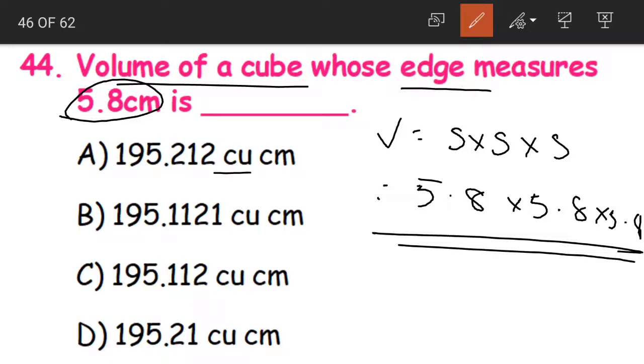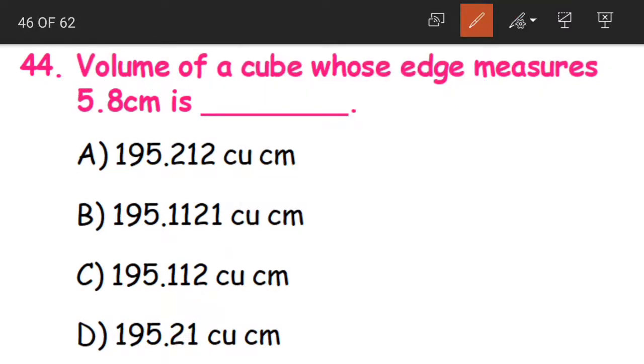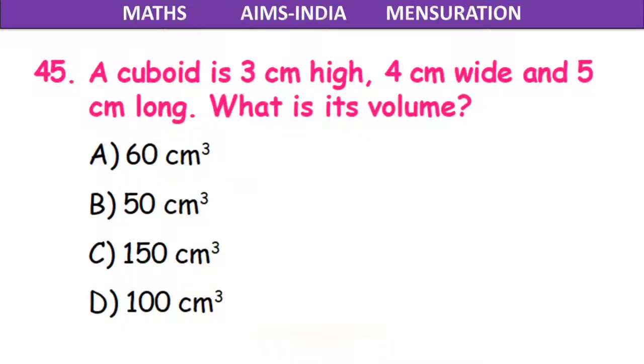And are you seeing the cu cm? Cu is nothing but cubic. Cm we already know it is centimeter. So this is the unit of measurement for volume of a cube. We call it cubic centimeters. Yes. So this is the formula for calculating the volume of a cube, side into side into side. And the multiplication goes like this. 5.8 into 5.8 into 5.8, and the resulting product will be our answer.